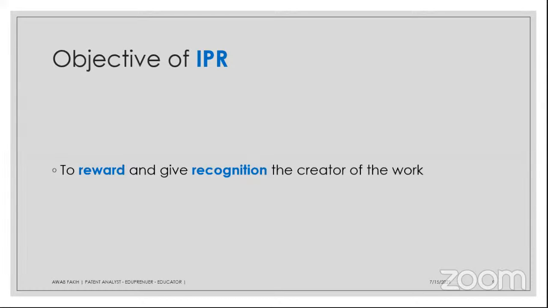Next one. When you talk about semiconductor integrated circuit layout design, what is the term for protection for that? Number of years. Perfect. Thank you, Piyush, Fernandez, Suman, Kunal.